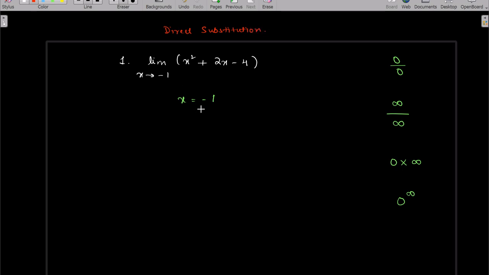So what will you get if you put x is equal to -1? -5. And so the limit will be -5. Okay, let's do one more. Can you find the limit of the function root 3x minus 2 when x is approaching 2?